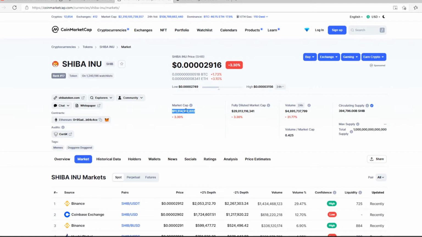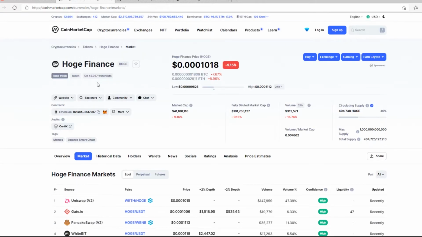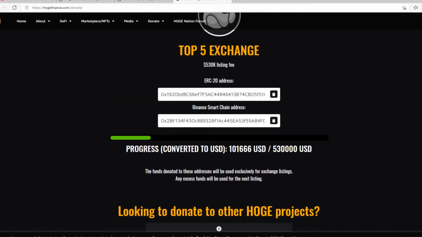I think it does. But there is another coin that has a much smaller market cap to this that I think has some serious potential, and that is Hoge. Hoge is a very legit DeFi meme coin that has some very interesting tokenomics. It has a token burn, it has a good community, and they are working on getting on a top five exchange by getting donations, okay? You can see they're about a quarter of the way there to its $530,000 listing fee.